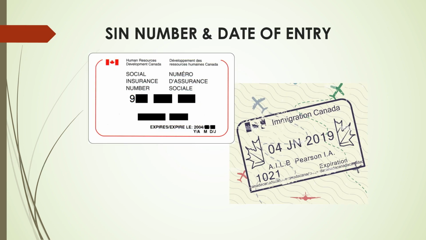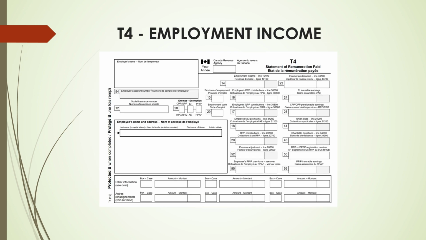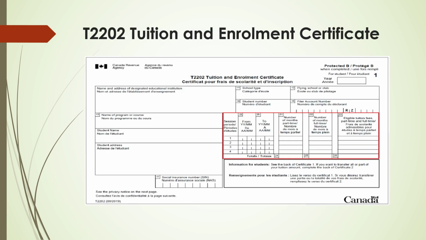So let's start. First of all, you need a SIN number and a date of entry. The date of entry you can find in your passport. It looks like a stamp, and the date on the stamp is the date you entered Canada. Next is a T4 employment income slip that you will get from your employer, and then a tuition and enrollment certificate that you will get from your college or university.